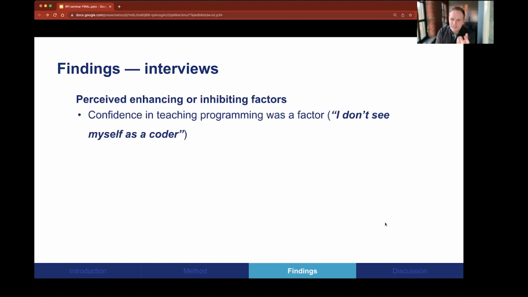And then some of the things that affected how the lessons went in that third study. So one of the things that we talked about was his confidence in teaching programming as a factor. So, "I don't see myself as a coder," right? And this is, again, one of the challenges of primary education. These are generalists, right? And if there aren't opportunities for CPD, or if teachers just don't have that confidence, then working on things like open-ended projects become a bit more challenging.